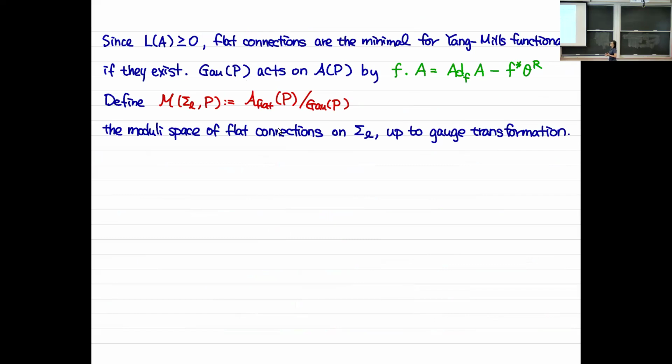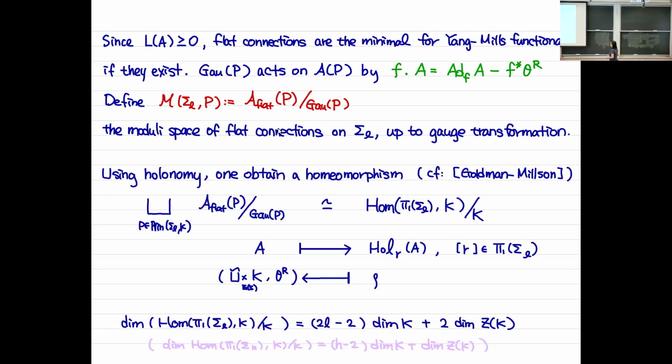Because it's the square of the L2 norm, the value is non-negative. So flat connections are naturally the minima of the Yang-Mills functional if they exist, and when they don't exist, you consider the minima. So you always have something to look at. You have the gauge action, and then you look at the moduli space by this gauge transformation. That's the moduli space we will be looking at, and for each fixed P you have a moduli space.